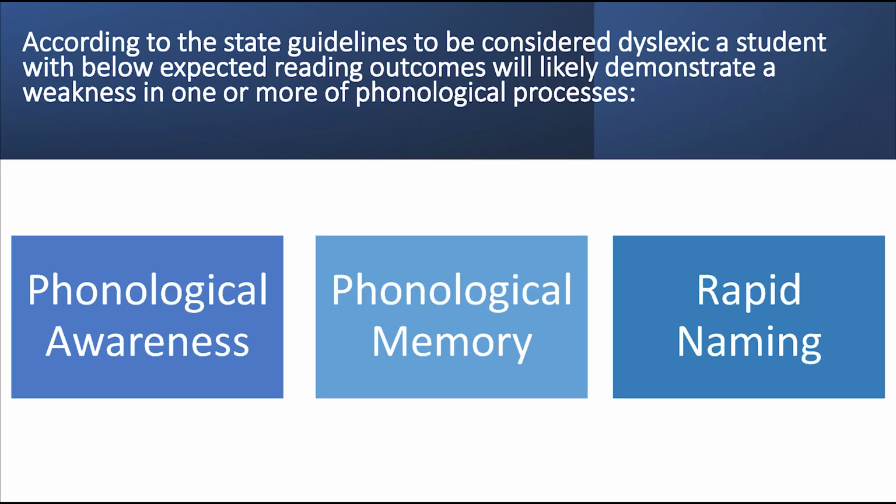So for me as a diagnostician, this is how the California Dyslexia Guidelines reads, that along with the below expected reading outcomes, a student will demonstrate a weakness in one or more of the phonological processes. So there's 3 components to phonological processing within a comprehensive evaluation. There's phonological awareness, I got my hanky here, phonological awareness, which is obviously the awareness of sounds. There's phonological memory and rapid automatized naming. Now within every one of the screeners, there are going to be measures of phonological awareness and rapid automatized naming.